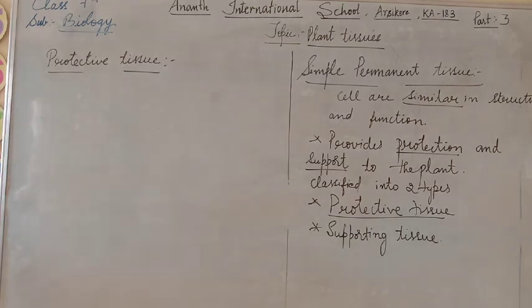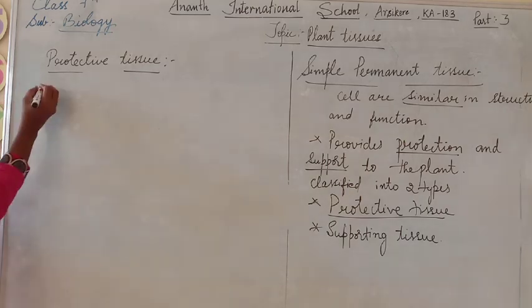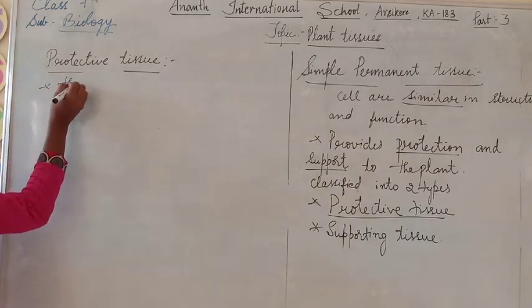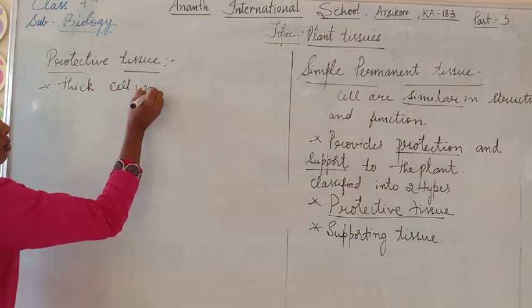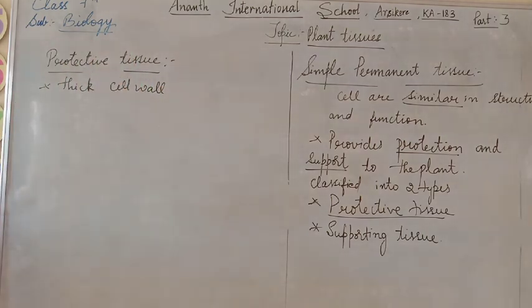The cells will be present in the tissue. Even in the protective tissue the cells are present. The cell is called the basic unit of life, or the basic unit of all living organisms. The cells present in this protective tissue have a thick cell wall. Thick cell wall is present in the cells of the protective tissue.